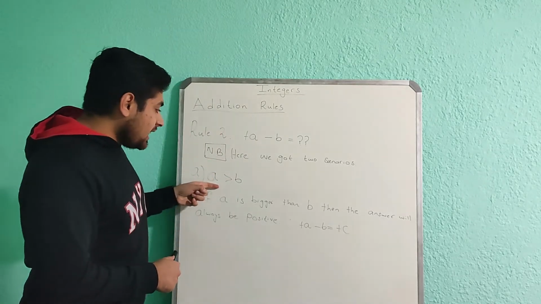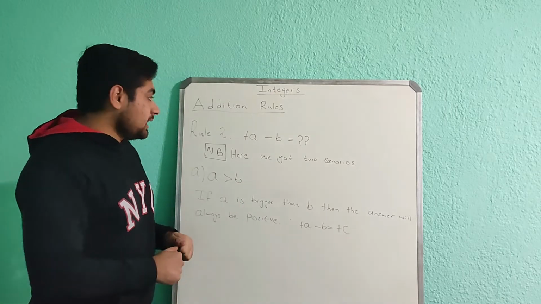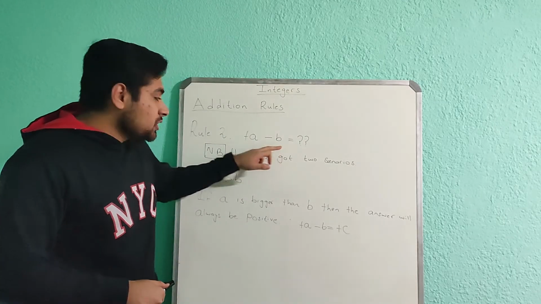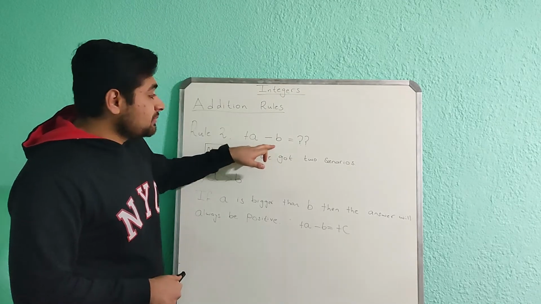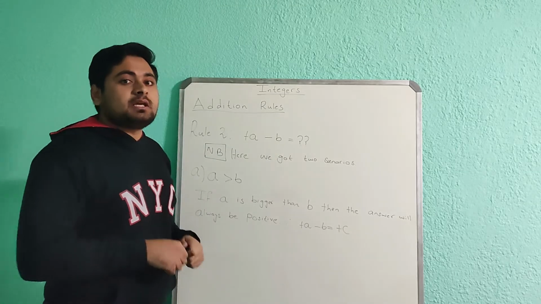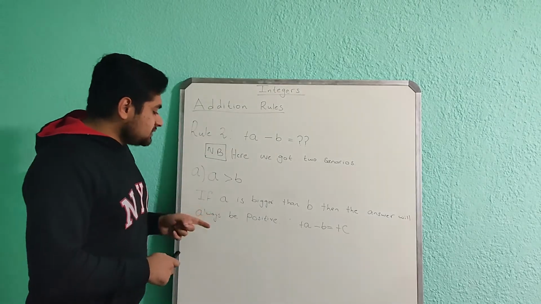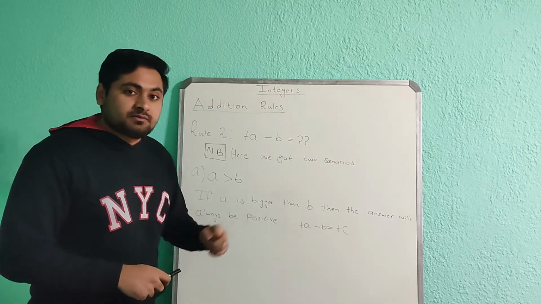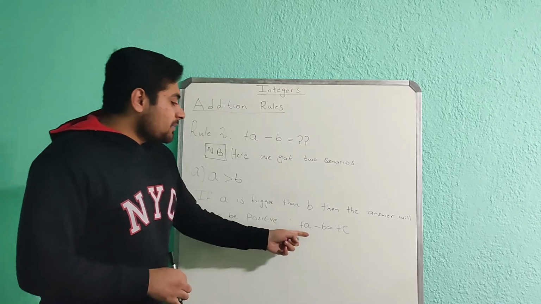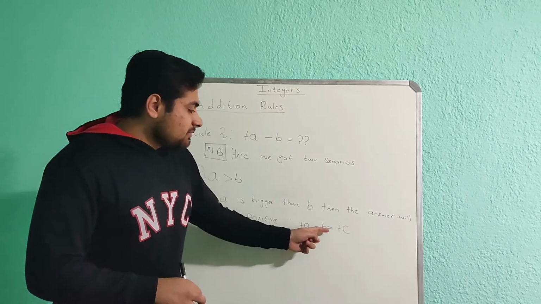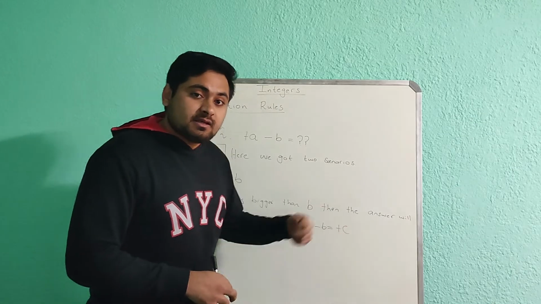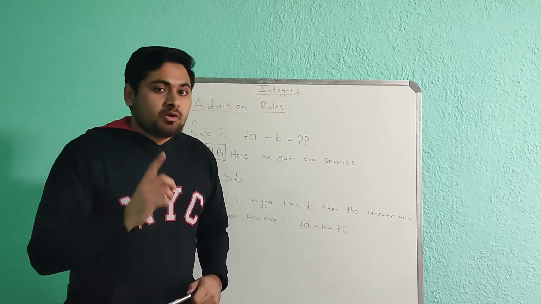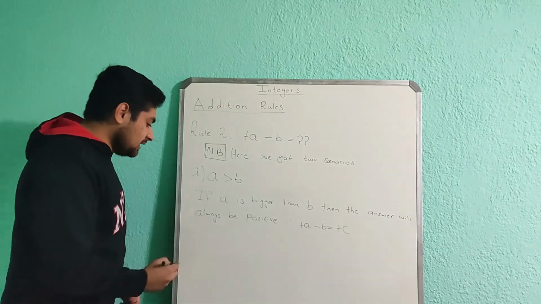First, A is greater than B. What I mean is, A can be 5 and B can be 2. So A will always be bigger and B will always be smaller. In that case, what happens? If A is bigger than B, then the answer will be positive. So if you say plus A minus B is equal to plus C, with A bigger than B, then your answer will always be positive C. Let's do this by giving an example.